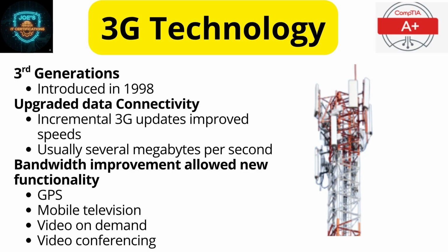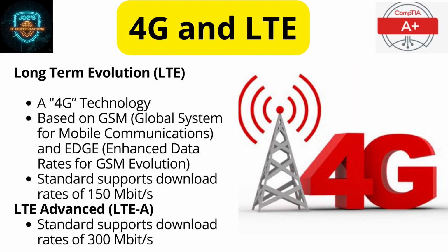We then upgraded from 3G into the 4G technologies. Sometimes we refer to these as long-term evolution, or LTE. 4G is based on a technology called GSM, which is the global system for mobile communications. Sometimes you may hear this referred to as EDGE, or the enhanced data rates for GSM evolution. This allowed us to have bandwidths up to 150 megabits per second, so we were able to take those data capabilities in 3G and expand on them with 4G.